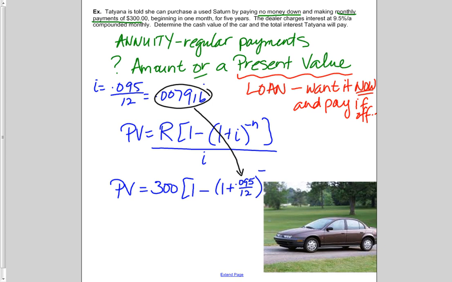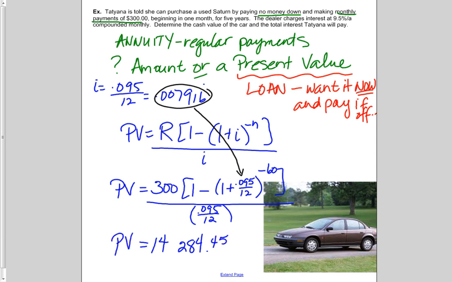N is the number of compounds, so it is monthly for 5 years. It's going to be 60 over, and this is the same decimal 0.007916 repeating, or if you and your calculator are friends, we can type it in exactly. The present value will be $14,284.45. That is the loan that Tatiana is able to take. What is the interest she's going to pay on this loan because she didn't pay cash for it?